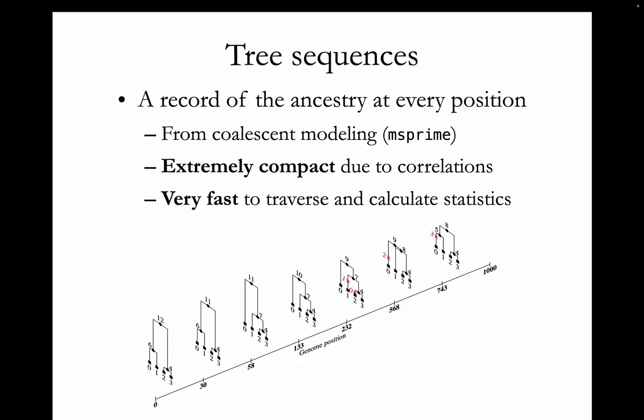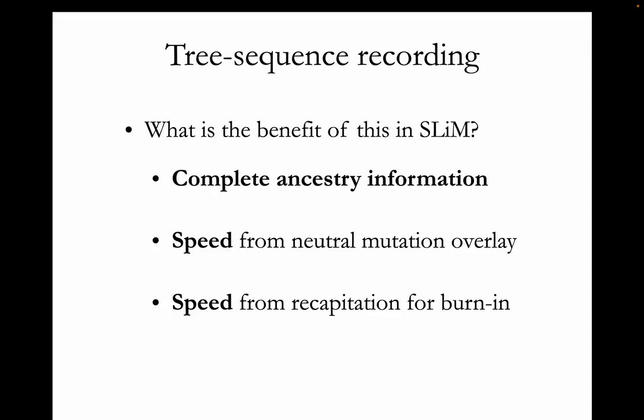It has a number of general advantages. It's an extremely compact representation of genetic variation because the trees in the tree sequence are highly correlated, often differing by the effect of just a single recombination event. Because of these correlations between trees, the tree sequence is also very fast to traverse. And calculating common statistics along the genome, like for example Tajima's D, can be done very efficiently using the tree sequence. But tree sequences also have 3 major advantages in the context of SLiM simulations specifically.